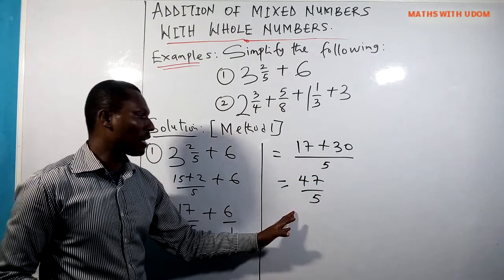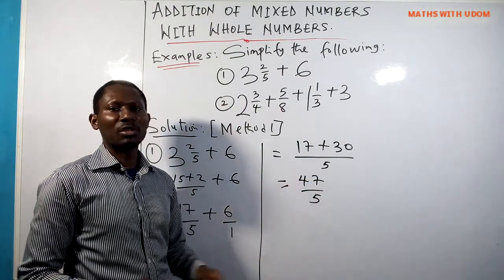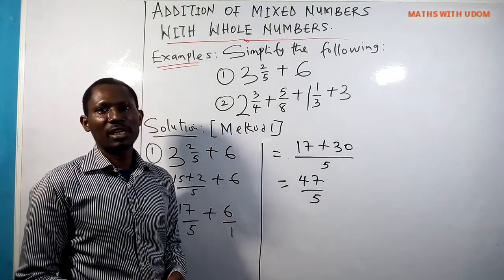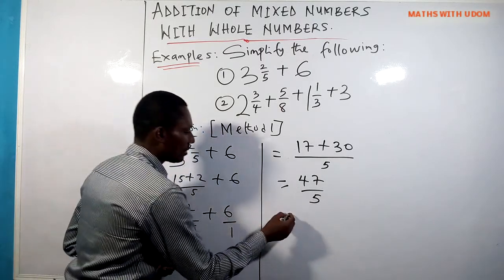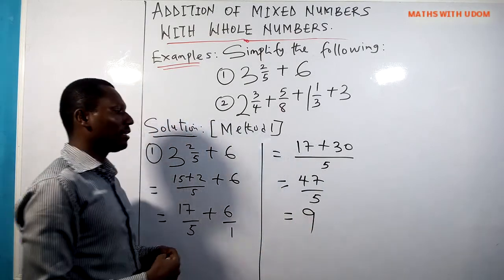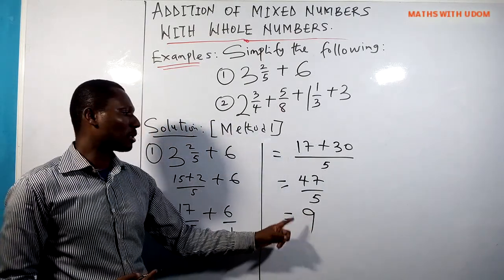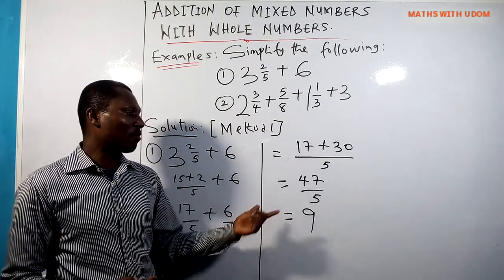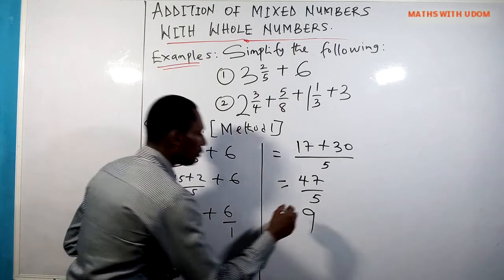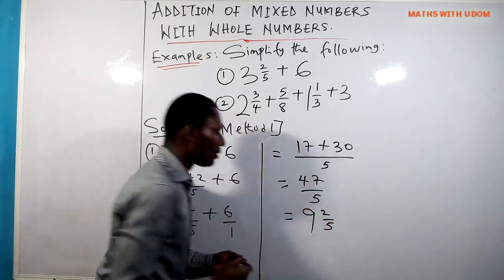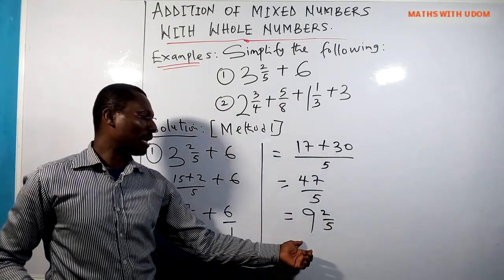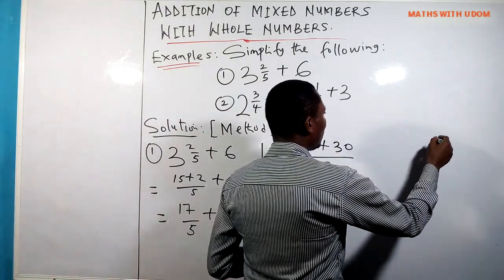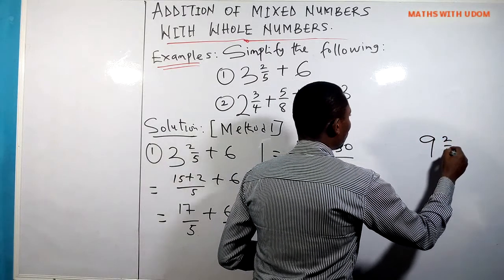So that is 47 divided by 5. So how many 5 can go through 47? 5 times 9 is 45. So we have 9 whole number. Remember the remainder 2, because 9 times 5 is 45, 45 remainder 2. So we have 2 over 5. So our answer is 9 whole number 2 over 5. So come to this corner and write 9 whole number 2 over 5.